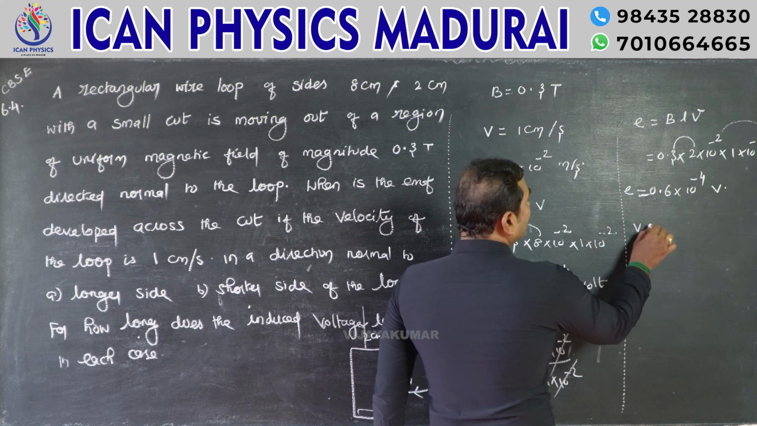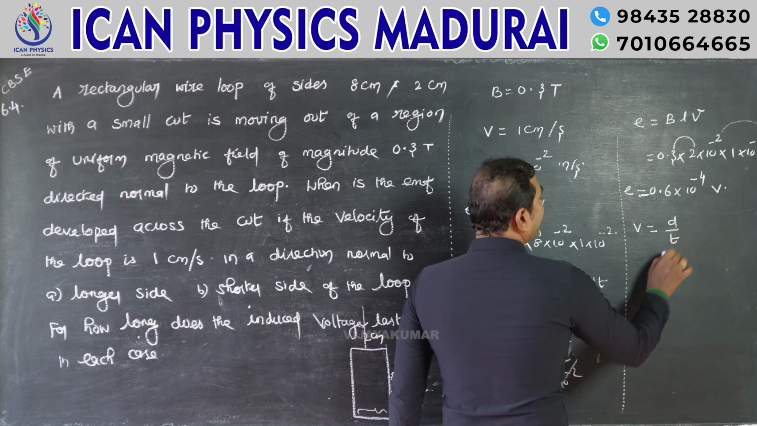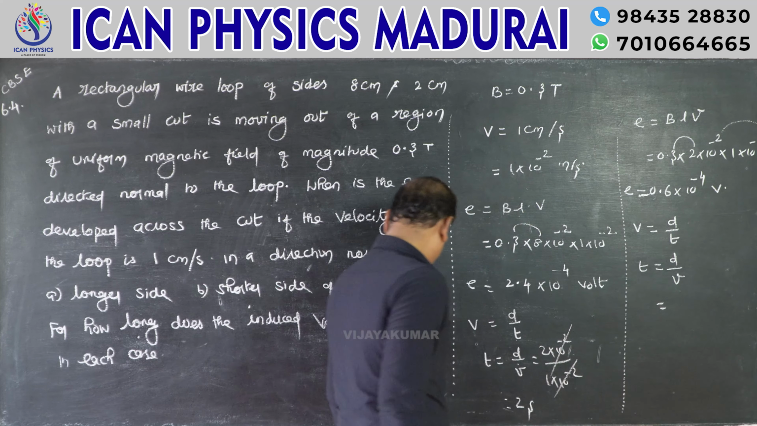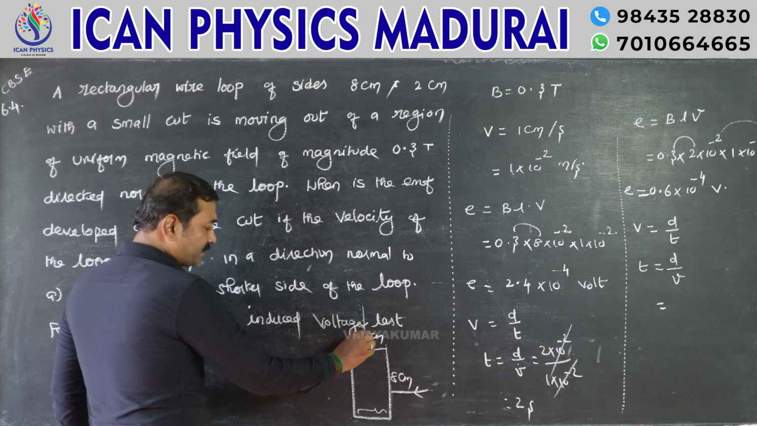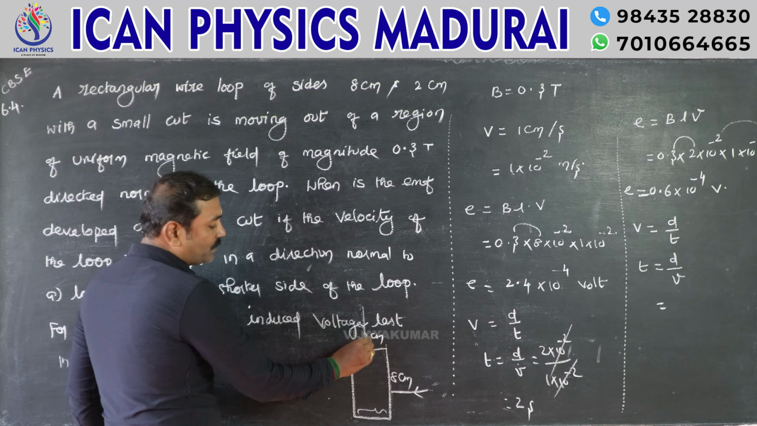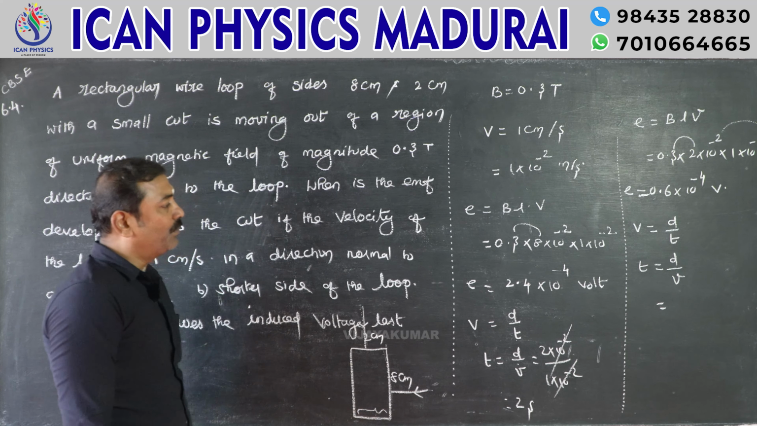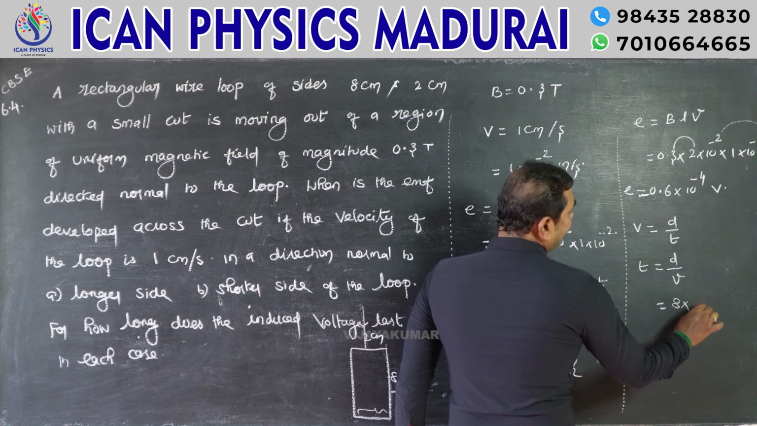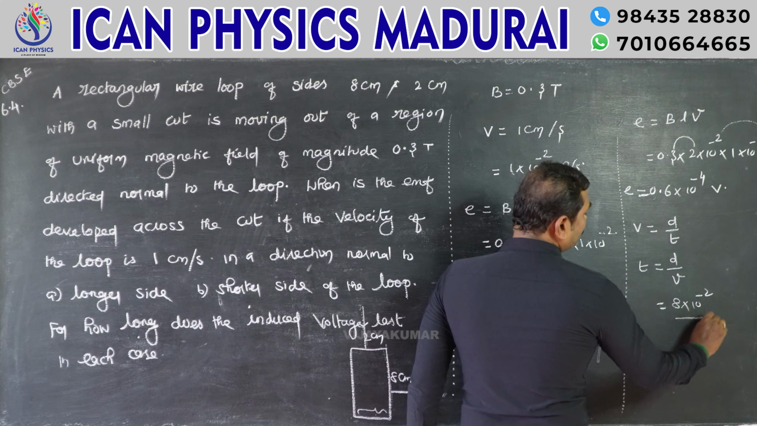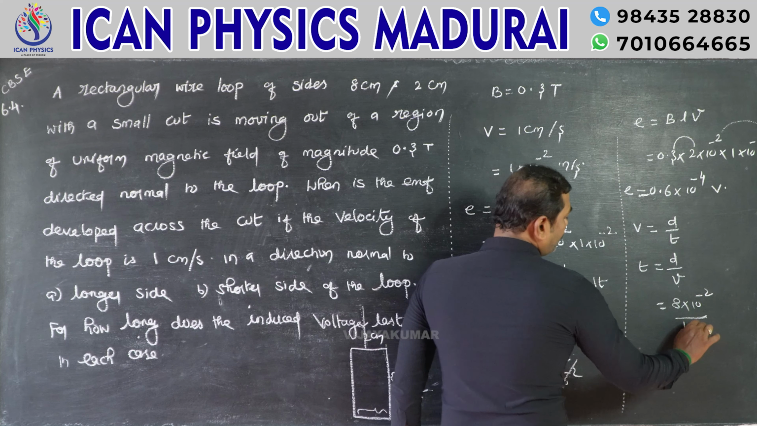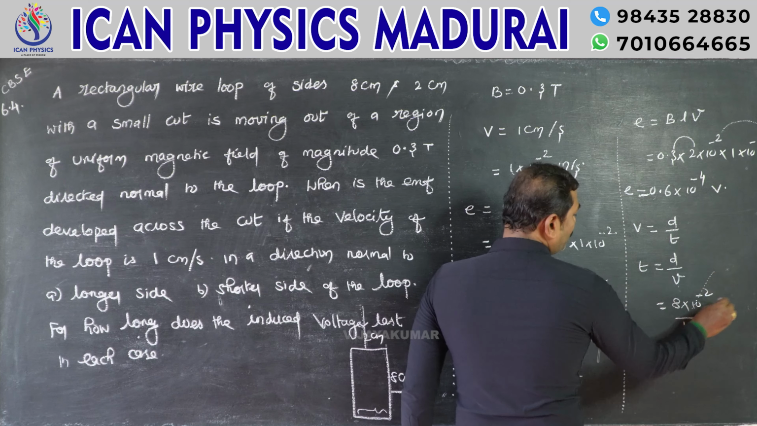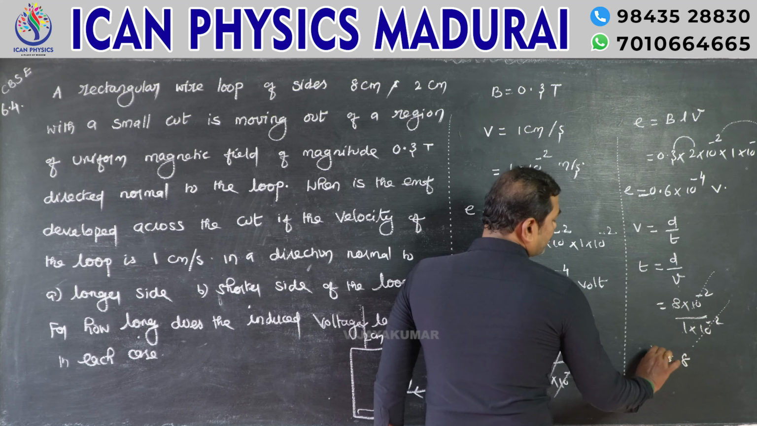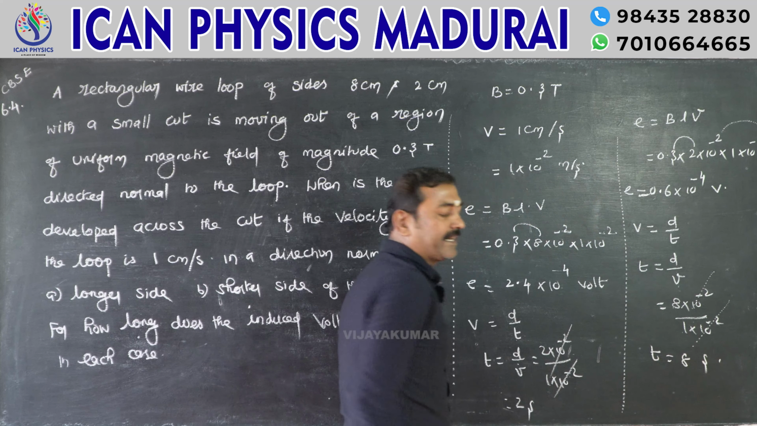Okay. Next, we have to calculate the time taken. So, velocity equal to displacement by time. So, time equal to displacement by velocity. So, when we are applying the force normal so that the longer side will move, what about the displacement? 8 centimeter. So, 8 into 10 to the power minus 2 divided by velocity, which is 1 into 10 to the power minus 2. So, minus 2 getting cancelled. So, 8 by 1, 8. So, time taken is 8 seconds.